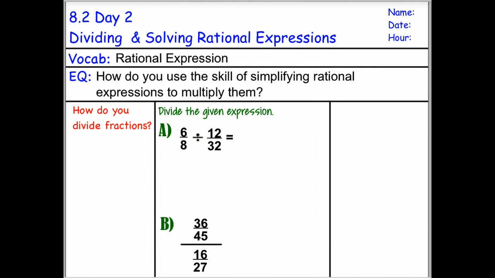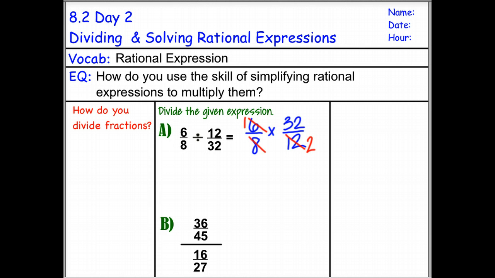divide fractions. If you recall, you take a look at a relationship between fractions. You're really multiplying by the reciprocal. So I'm going to start by rewriting this as 6/8 multiplied by 32 over 12. And then I see that 6 and 12 have a common factor of 6. 6 divided by 6 is 1. 12 divided by 6 is 2.